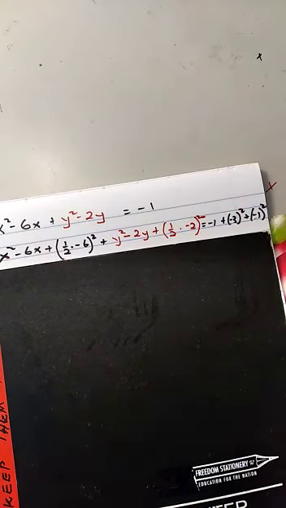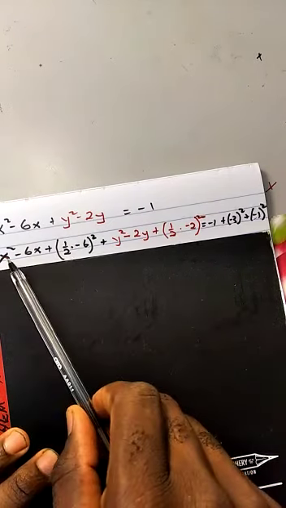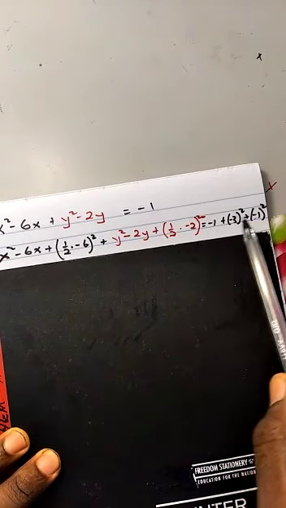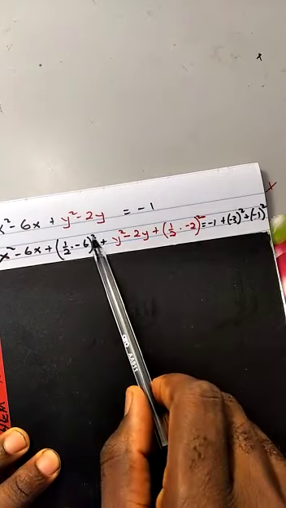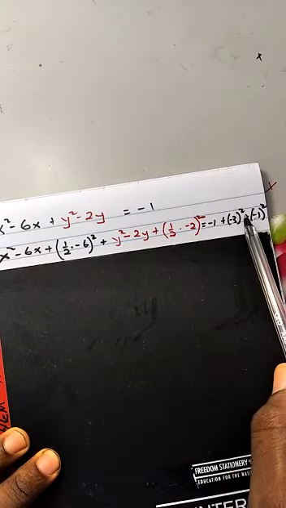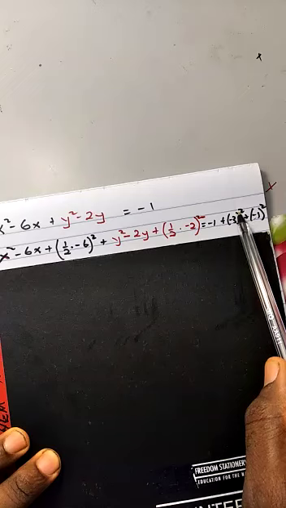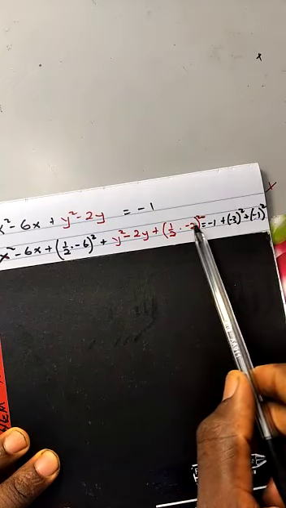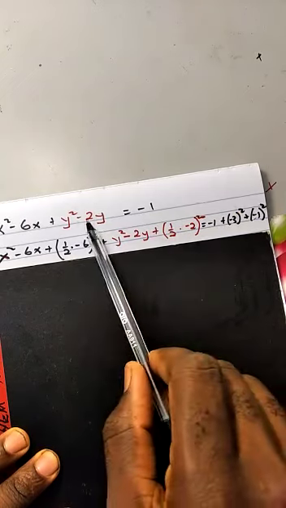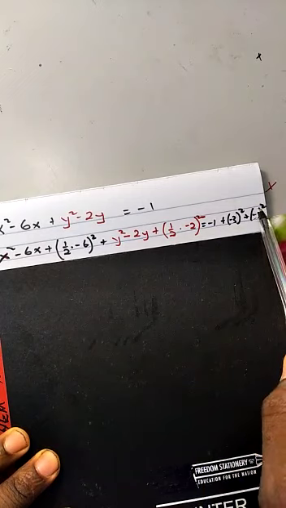Our rules of equations: whatever you do on one side of the equal sign, you must also do on the other. I have added this here. Here it is. I added also on the right-hand side. I added this one, which was not there. I also add it up there.